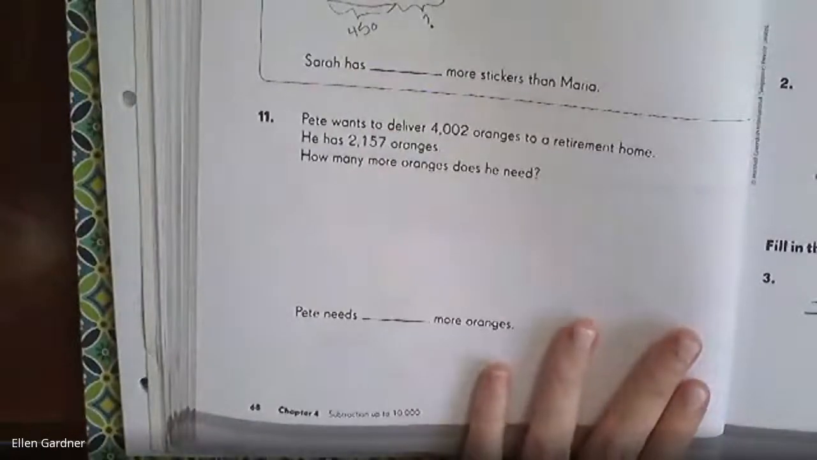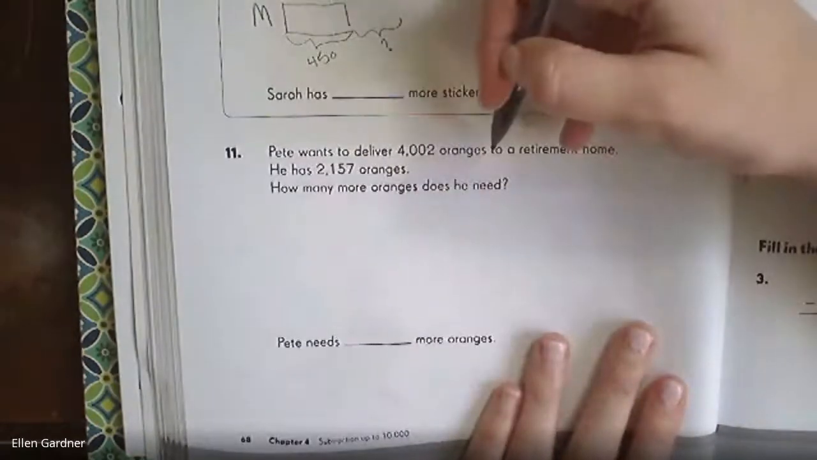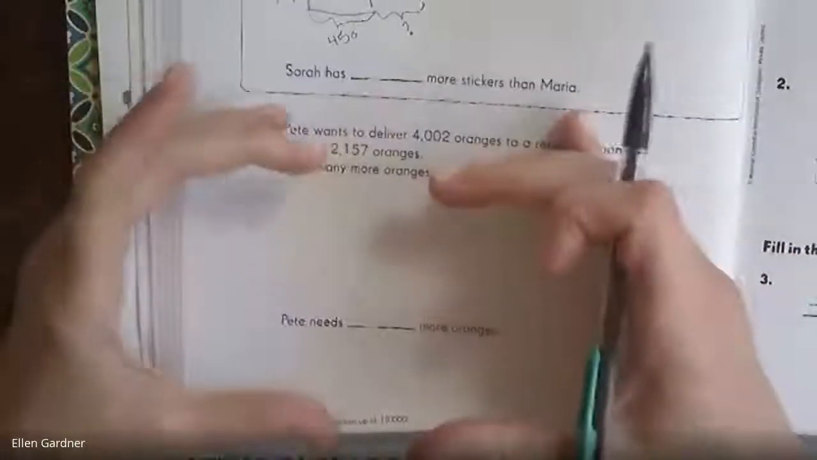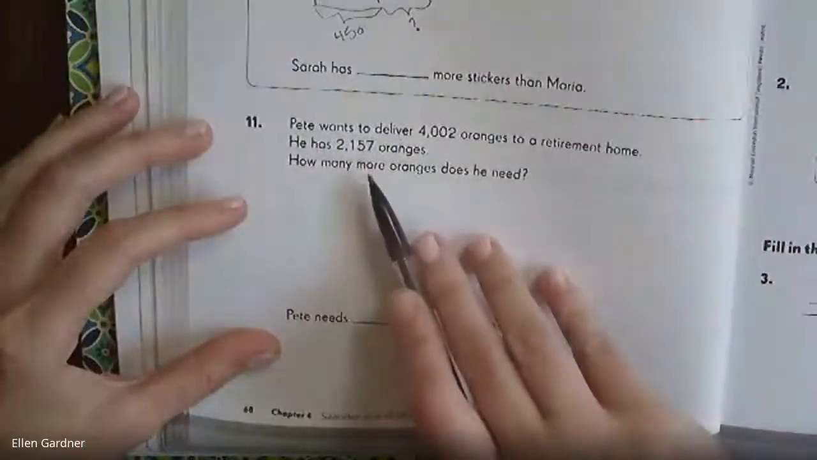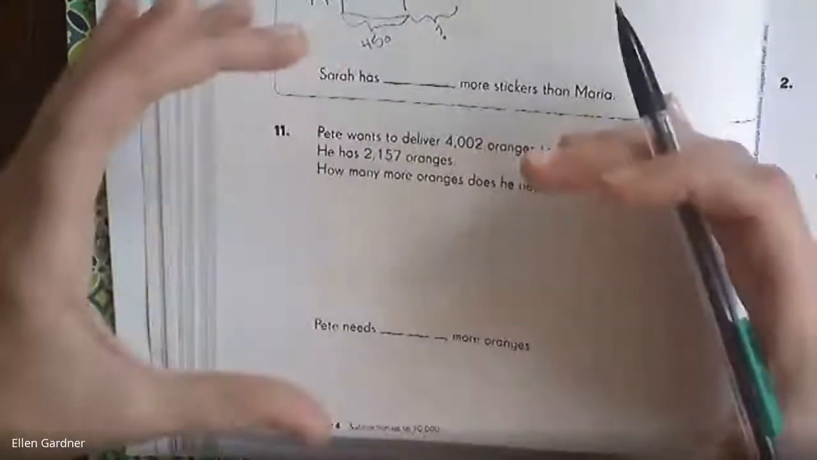At the bottom of your page, you're going to do one word problem with a bar model. It says Pete wants to deliver 4,002 oranges to a retirement home. He has 2,157 oranges. How many oranges does he need? So he wants to deliver this many oranges. He has some already. For this one, we're not comparing, so you'll want just one bar model. And he has some, he still needs more. So those are the 2 parts to your bar model, okay?